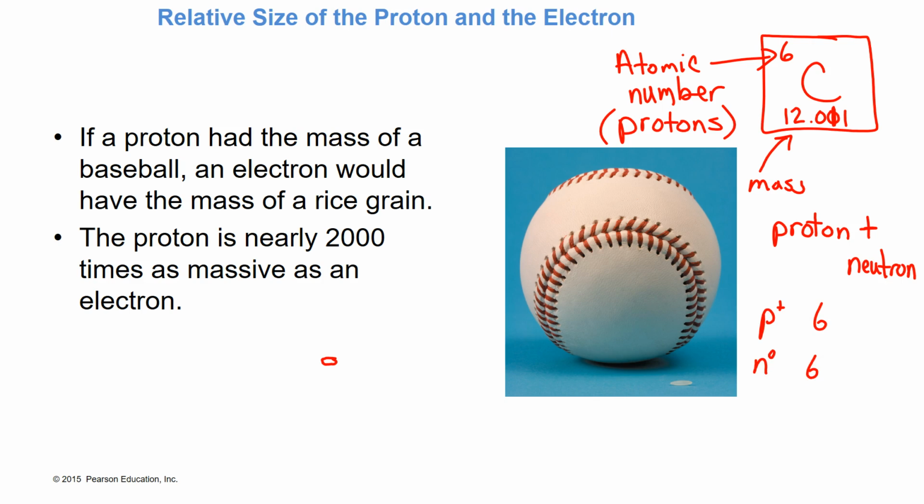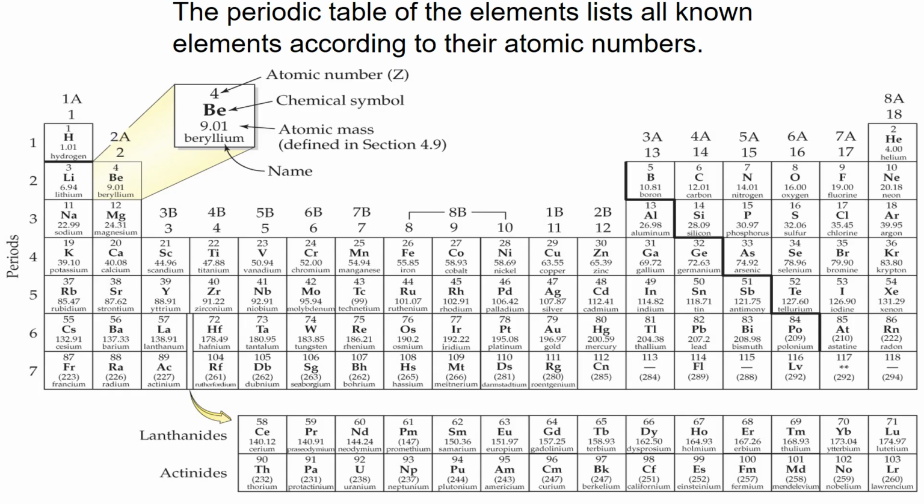As far as the number of electrons, I have to look at the state of the atom. Is it an ion or is it a neutral atom? If it's neutral, it's going to have the same number of electrons as it does protons. If it's not neutral, it's going to have a varying amount, and we'll have to do that based off the charge.